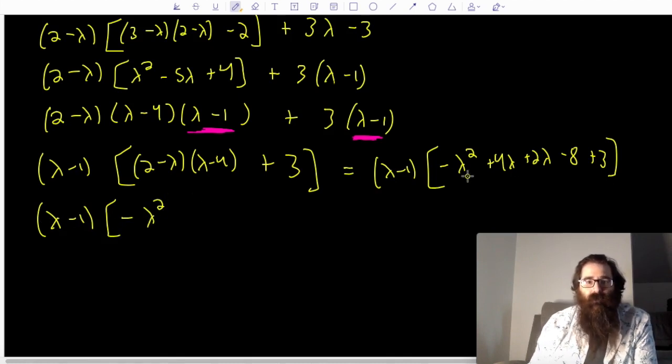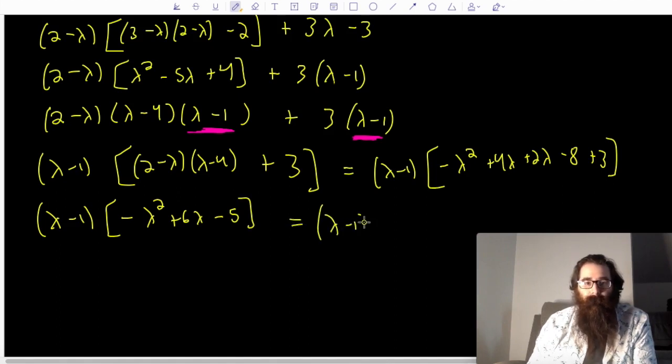We have minus lambda squared, plus 6 lambda, and then minus 5. And just for the sake of convenience, I'm going to factor a negative 1 out. So I have lambda minus 1, and I'm going to factor a negative 1 out of my trinomial, and that's going to flip the sign on everything inside. Lambda squared minus 6 lambda plus 5.